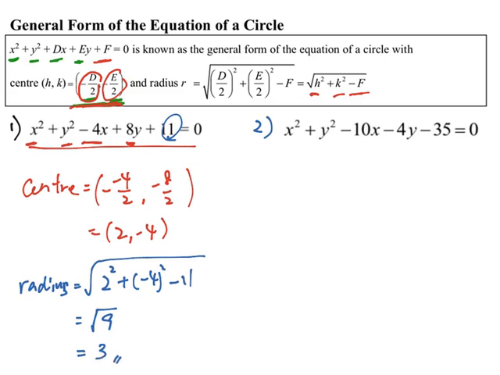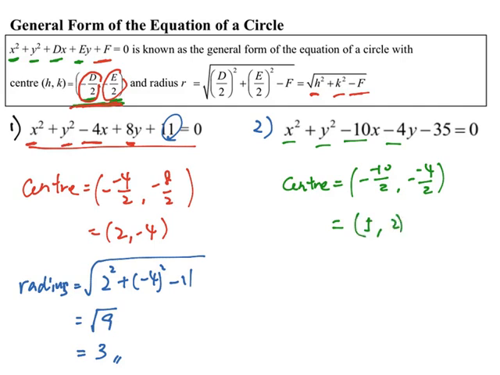Okay. Now try to do question 2. Let's check it. First, we look at x squared and y squared. The coefficient is 1, so we can continue. For center, we use negative 10 over 2, and then negative 4 over 2. So it becomes 5 and 2. Both are positive.